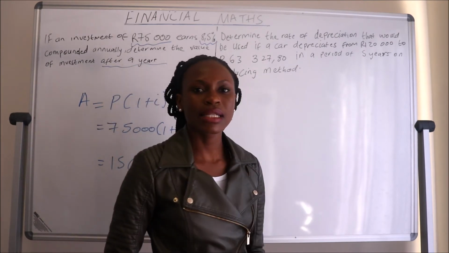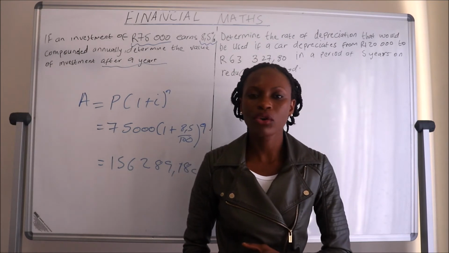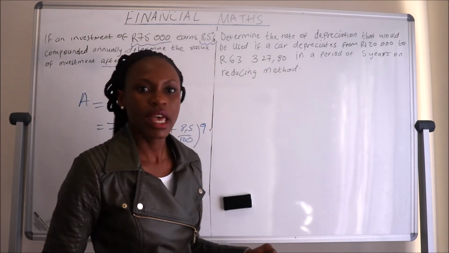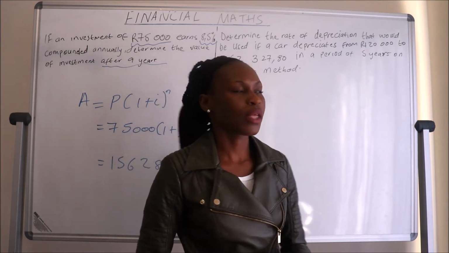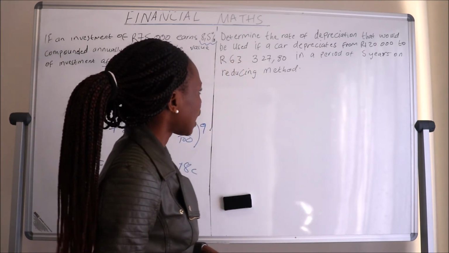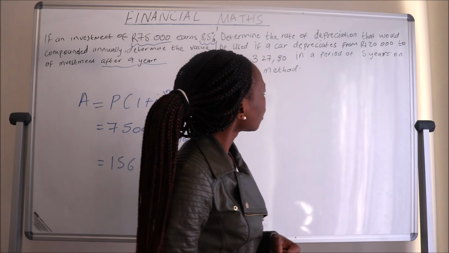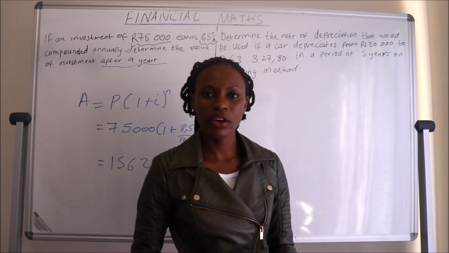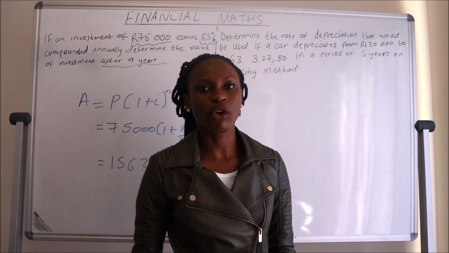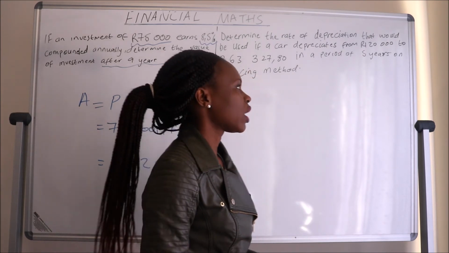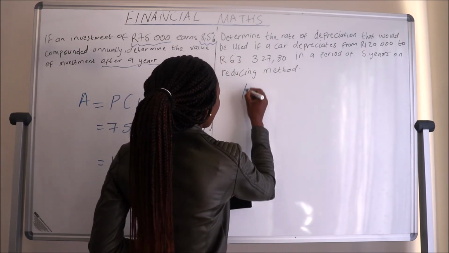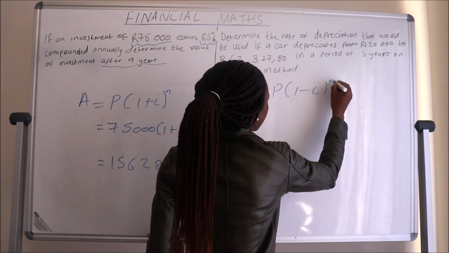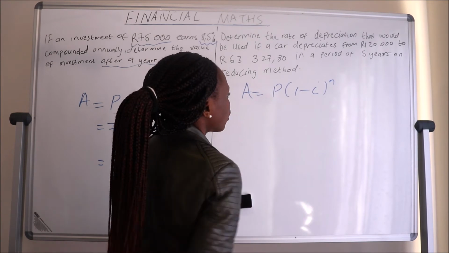So it already tells us that we'll be using the compound method, because it says depreciation, so we'll be using the compound decay method, which is also the reducing balance method. In this question we are also given the period, which is 5 years. What we are not given and what we're looking for is the i, which is the interest rate. So here we have A = P(1 - i)^n. We are actually looking for i.